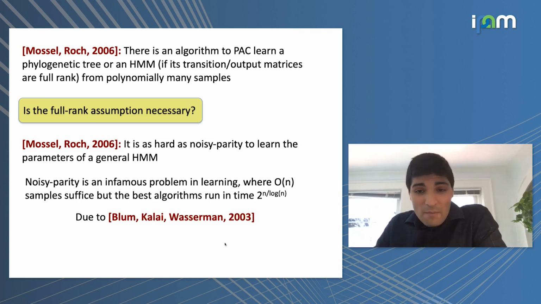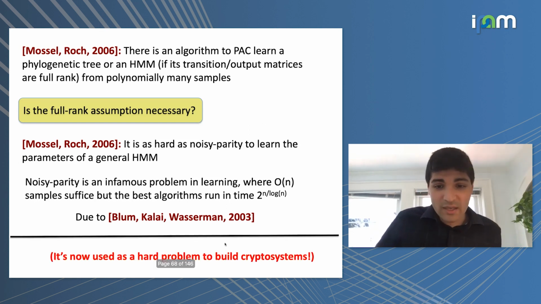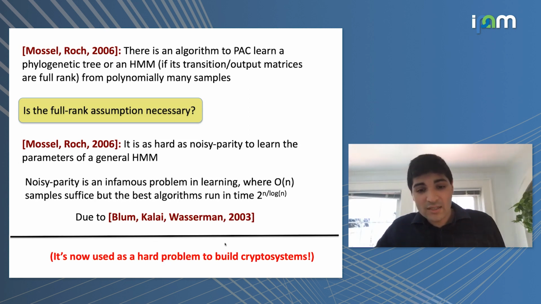It's an infamous problem in learning theory. I'm not really going to tell you much about it, but it's hard. A lot of people think it's hard. The only person I met who thinks it's easy is Jim Simons, but I don't really know what the intuition is. And as I mentioned, it's actually hard to build. It's used to build crypto systems.